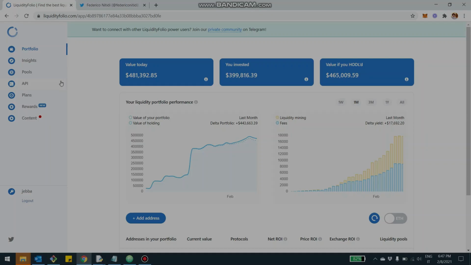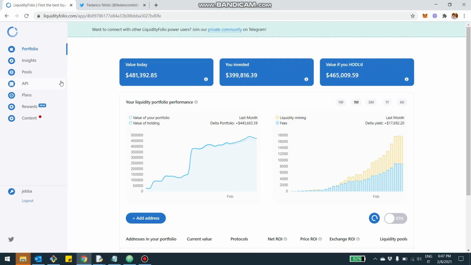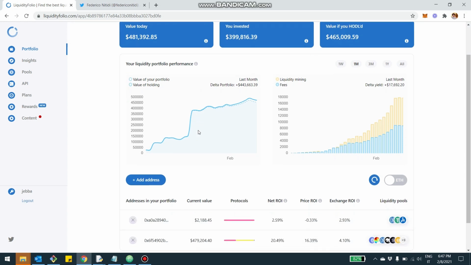Hey, what's up, guys? So today we're going to continue our exploration of Liquidity Folio, and we're going to focus on the insight section that you find right here on the left-hand side bar. Now, typically when you log into Liquidity Folio, you are in the portfolio section, which means it's basically the analysis and the insights and the ROI tracking of your portfolio.